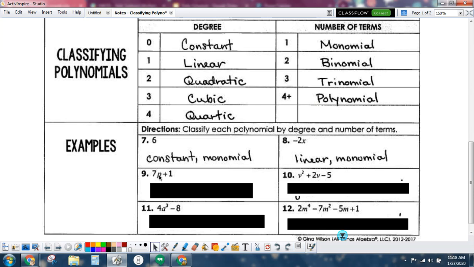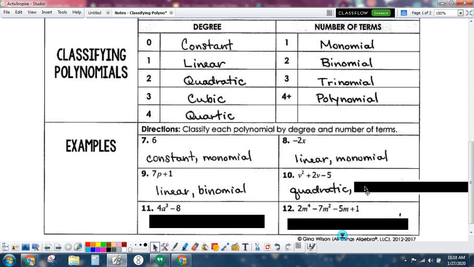Number 9, we have p to the first, so it's linear. But we're also adding something. There's 2 terms here. So this is a binomial. For number 10, we have a 2. And 2 means this is a quadratic function. So it's quadratic. And there's 1, 2, 3 terms here, so this is a trinomial.